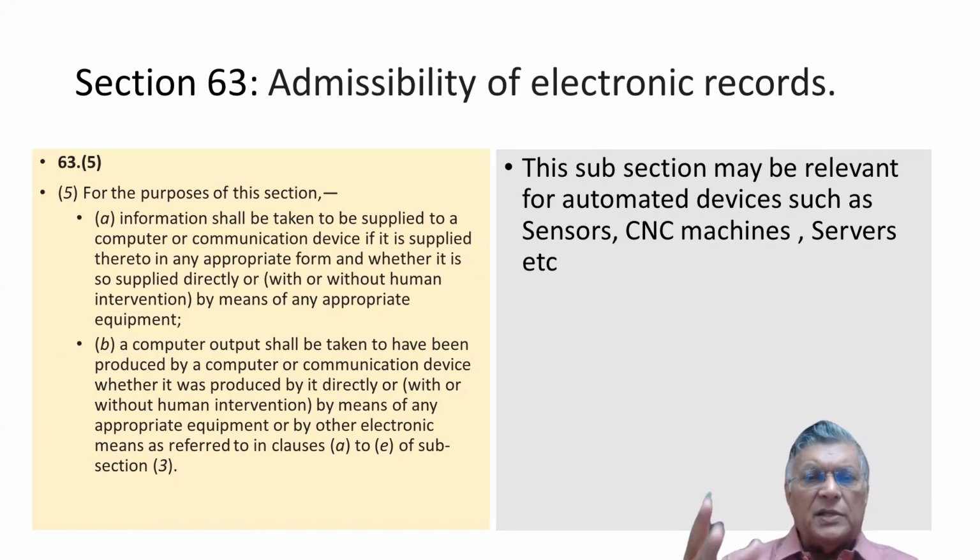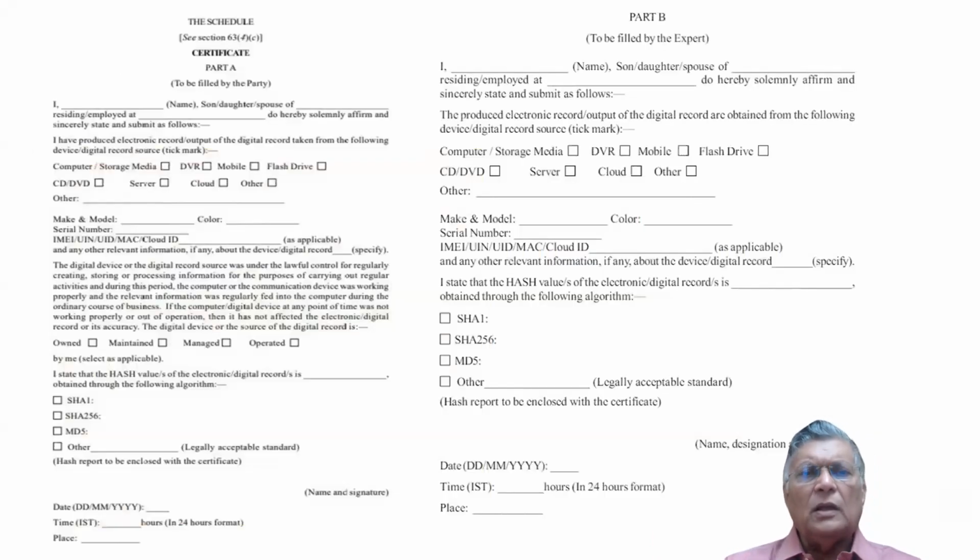Okay. Probably this would cover the use cases like when a computer picks up information from a sensor and automatically takes it into the system for processing. Similarly, CNC machines, servers which all act automatically. Just to cover that, the section 63.5 is there. So this is the explanation of section 63 subsections 1 to 5.